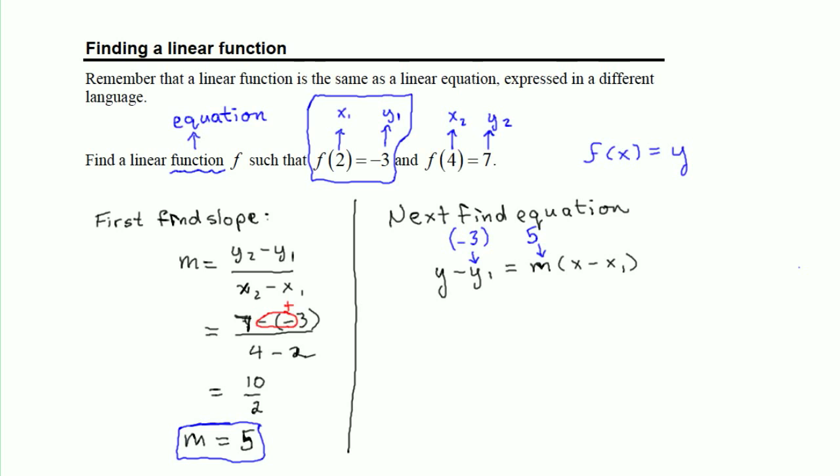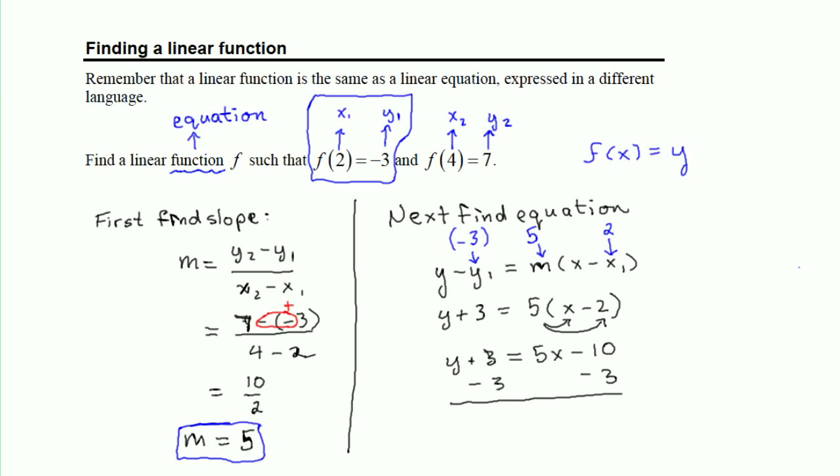So -3 for y1 and +2 for x1. It doesn't really matter which of these 2 points you use, but I find that it's often easiest to just stick with the ones that we already defined with the right label. So this becomes y plus 3 equals 5 times x minus 2. Distributing into those parentheses then gives us y plus 3 equals 5x minus 10, and then subtracting 3 from both sides gives us y equals 5x minus 13.